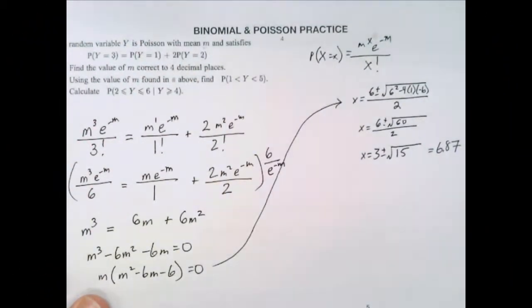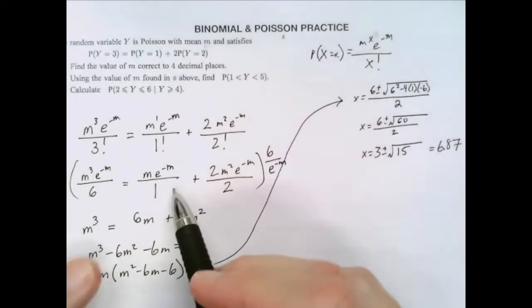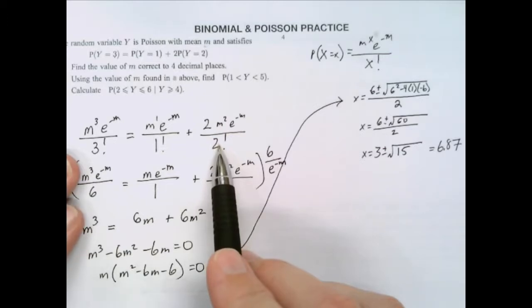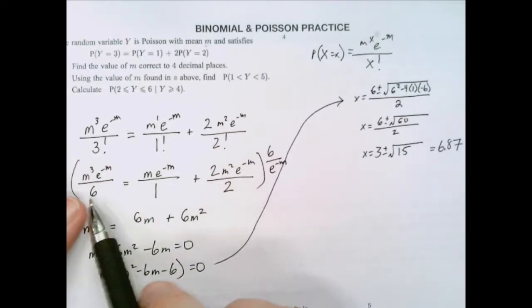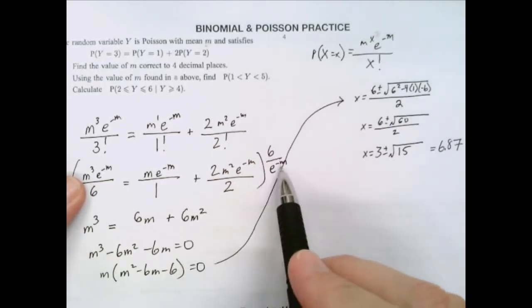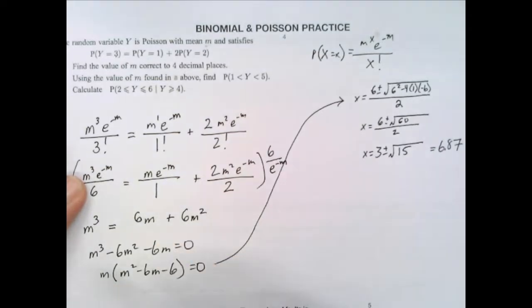Ta-da! Is that what you got? Well, hopefully you simplified. I simplified the factorials, multiplied everything by the greatest common denominator 6 to get rid of denominators because I don't really like dealing with fractions if I don't have to. I also divided by e to the negative m because they all had e to the negative m. That got me to this cubic right here, moved everything over to the other side, and then I factored out the m.